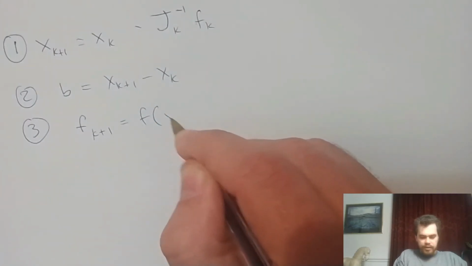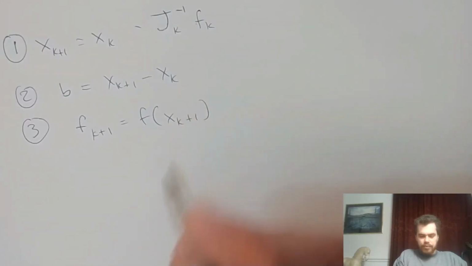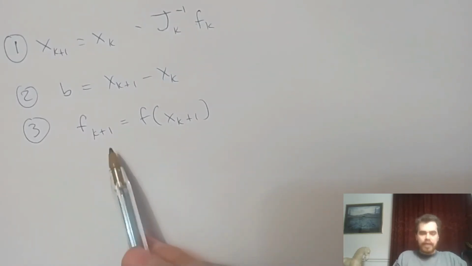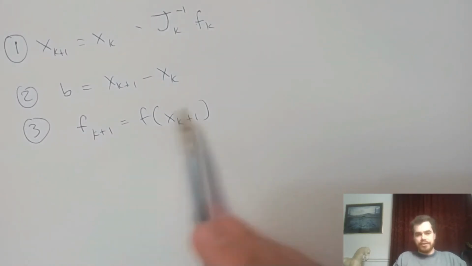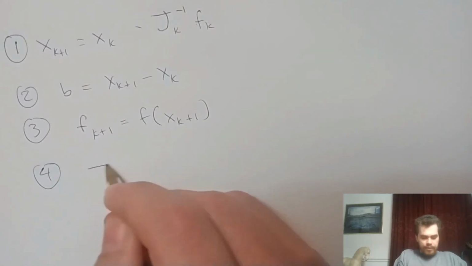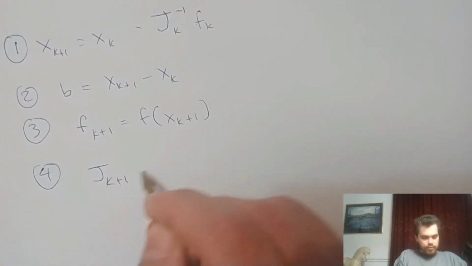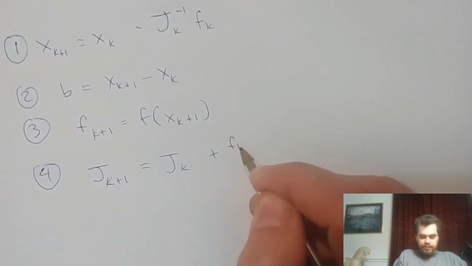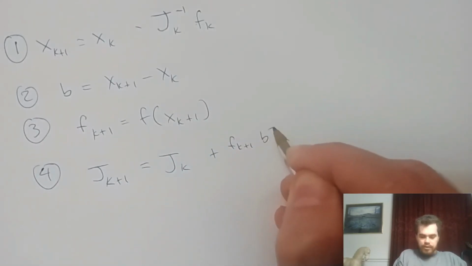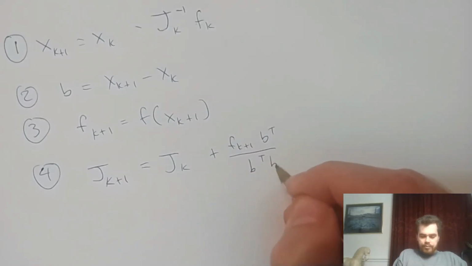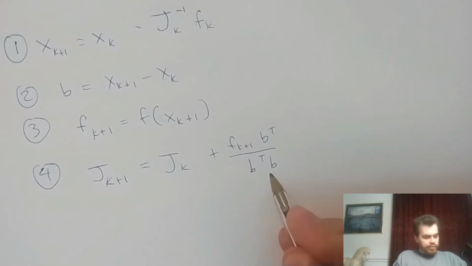Evaluate your function at xk plus 1. And step 4, if your function does not evaluate to 0 at xk plus 1, update your Jacobian. So here's step 4: Jk plus 1 is equal to the previous Jk plus Fk plus 1 b transpose over b transpose b. Or we could also write this as the dot product between b.